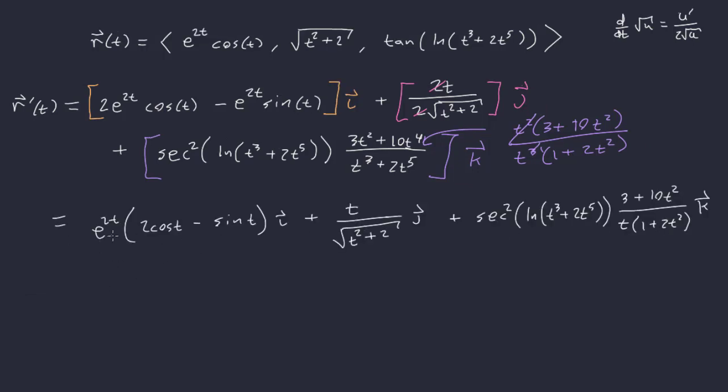Okay, so we'll get e to the 2t times 2 cosine t minus sine t i plus t over the square root of t squared plus 2 j plus secant squared of this natural log of t cubed plus 2t to the 5th times 3 plus 10t squared all over t times 1 plus 2t squared k.